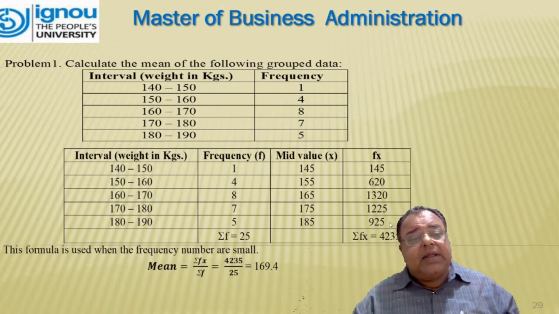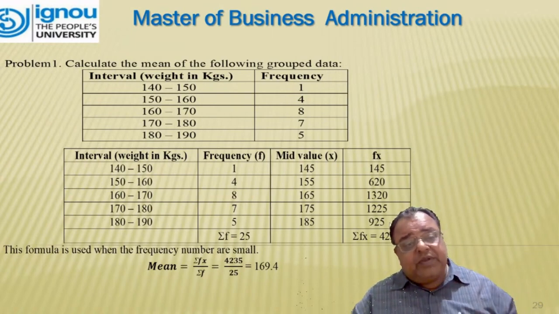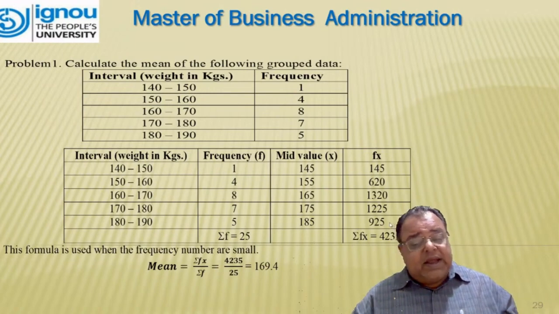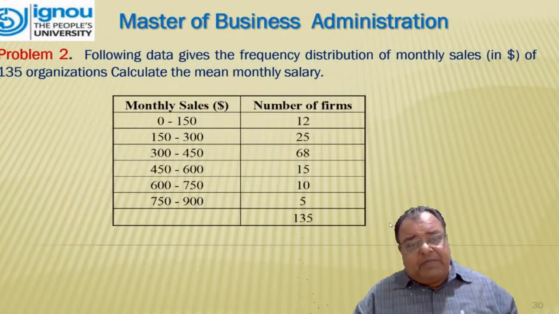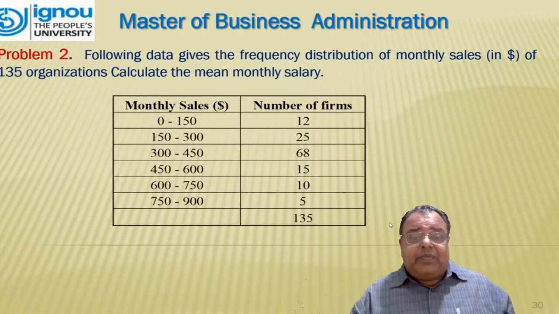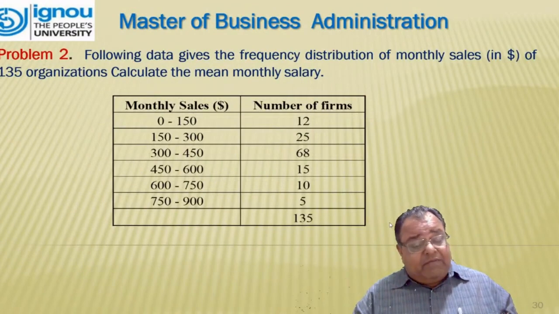That means the mean for this data is 169.4. This was the simplest method for calculating the mean. Now, we have to calculate this data, the monthly salary. We have to calculate the mean monthly salary.